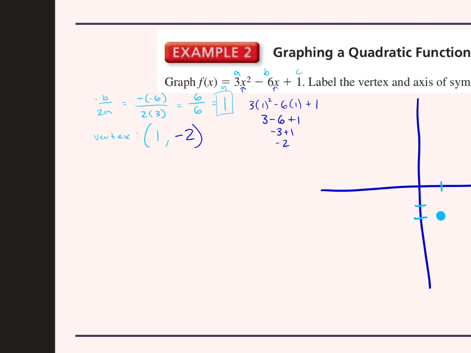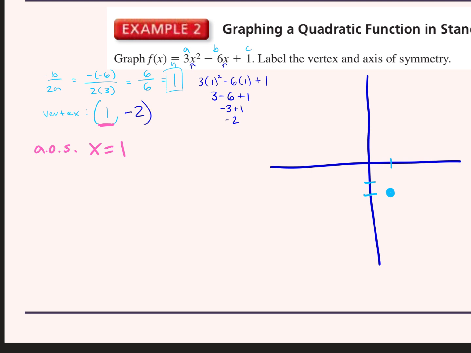Next, let's find our axis of symmetry. What would our axis of symmetry be? 1. Awesome. It's whatever our h is. So it's x is equal to 1. Our axis of symmetry is the dotted line that goes right through our vertex.